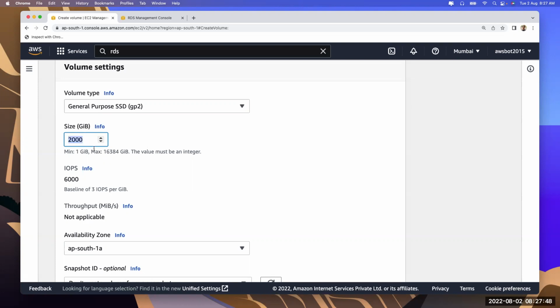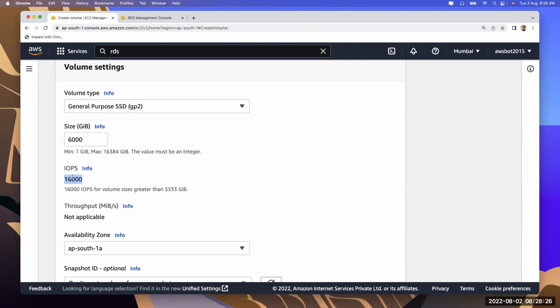Now, assuming I go for more, let's say 5000. In that case, my IOPS becomes 15,000. Now pay attention. If I go for 6000, ideally it should mean 6000 multiplied by 3, which is 18,000. But AWS is only giving me 16,000 because 16,000 is the maximum that AWS can give me. So in case you need more, I cannot do anything on top of it. I can at max give you 16,000 IOPS only.